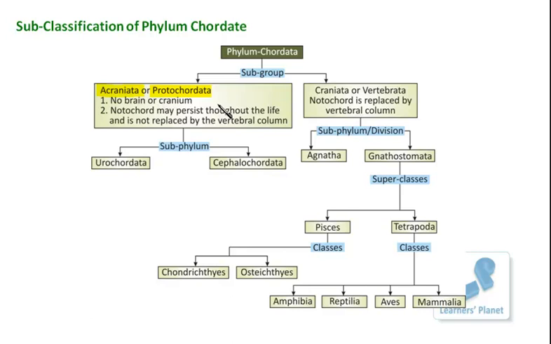Now this primitive form of notochord, you know what it means here. It means that, number one, it is not at all replaced by the vertebral column. Second thing is that this notochord may be present in some stage of life, or it may be present throughout the life, right? Or it may be limited to a certain region of the body length, right?